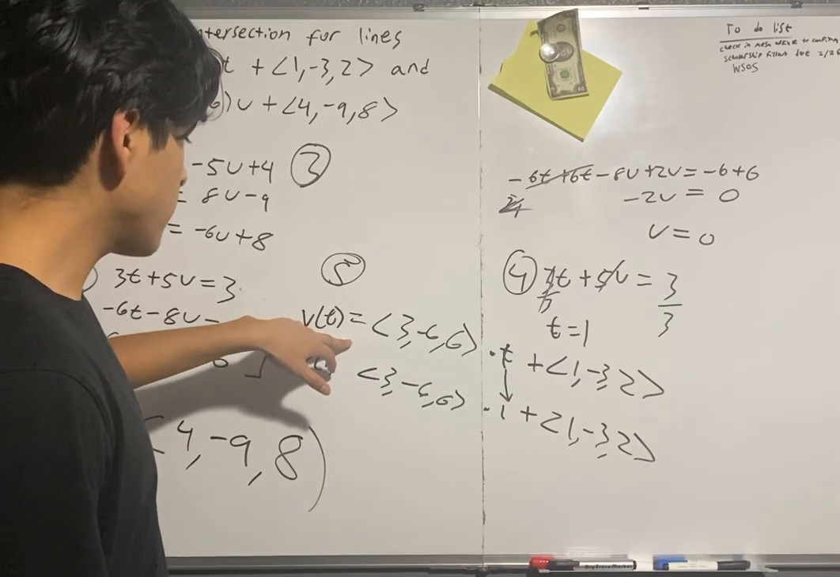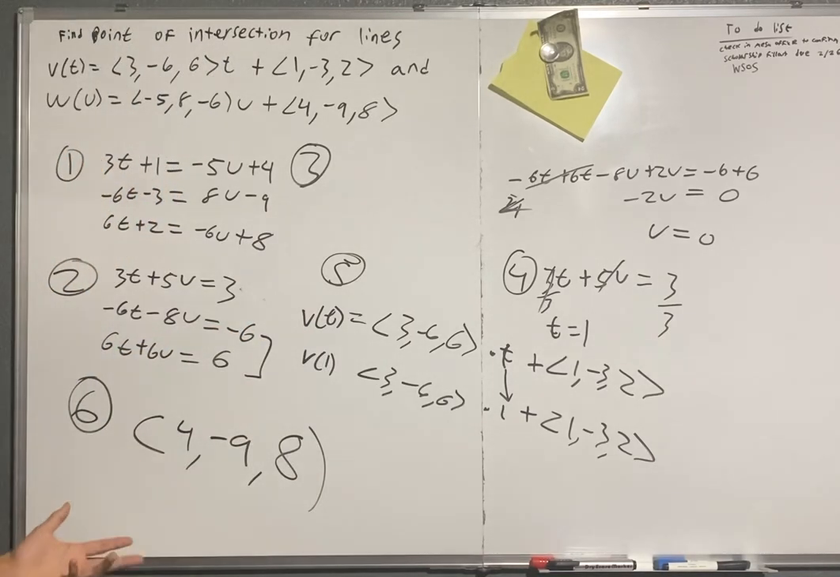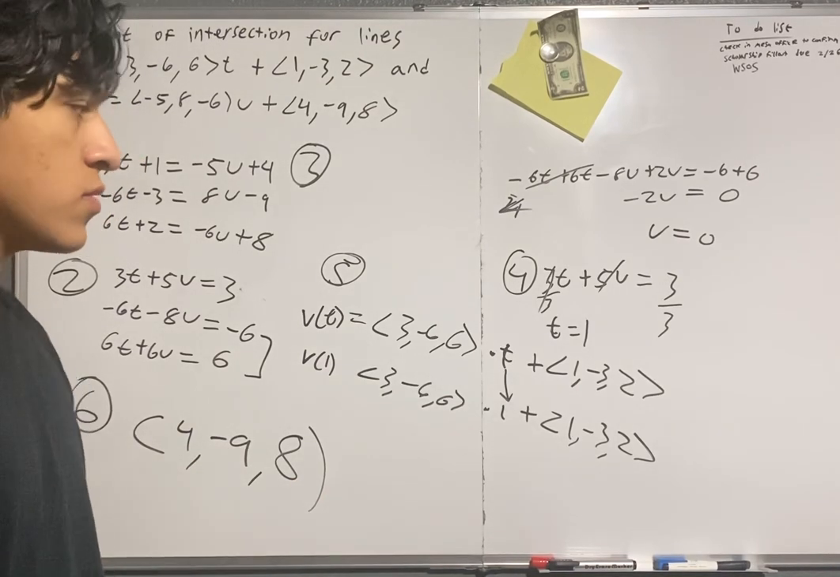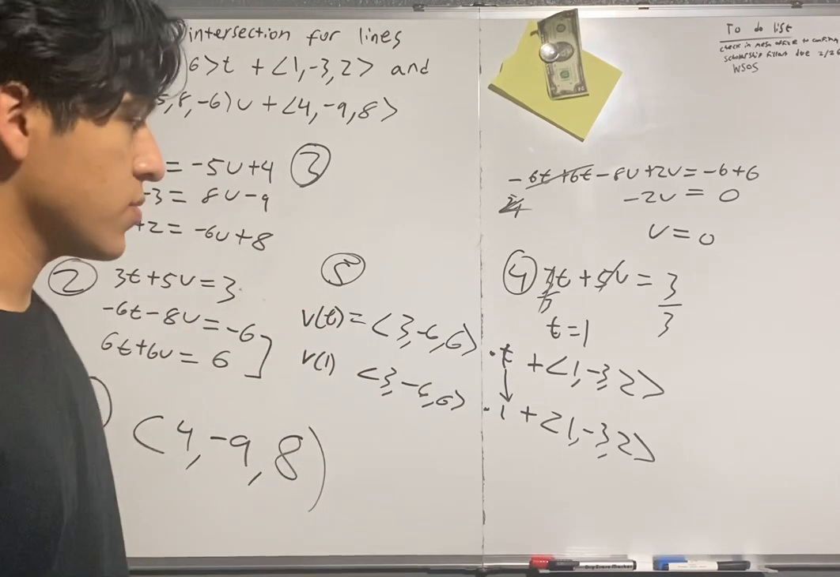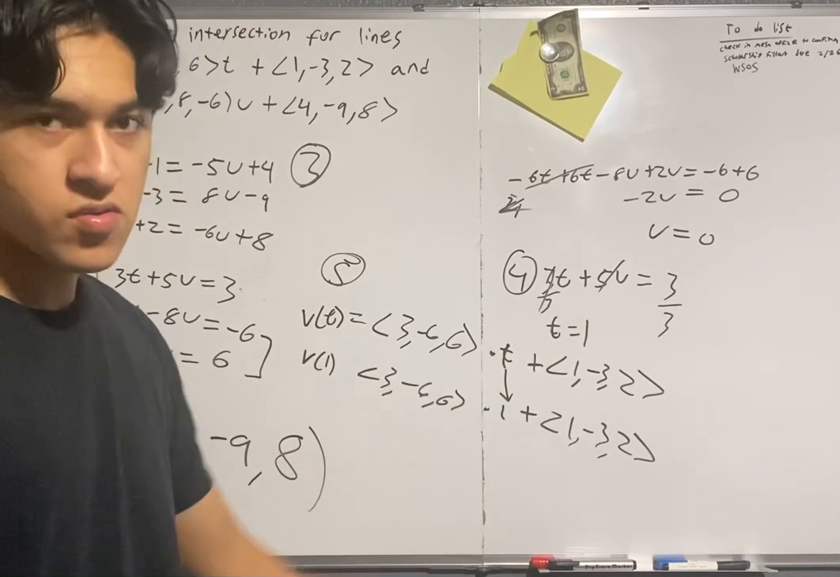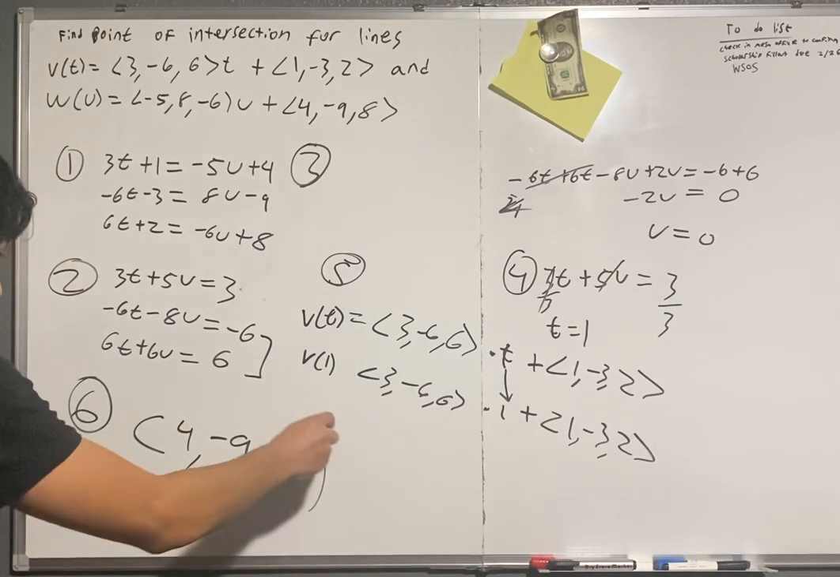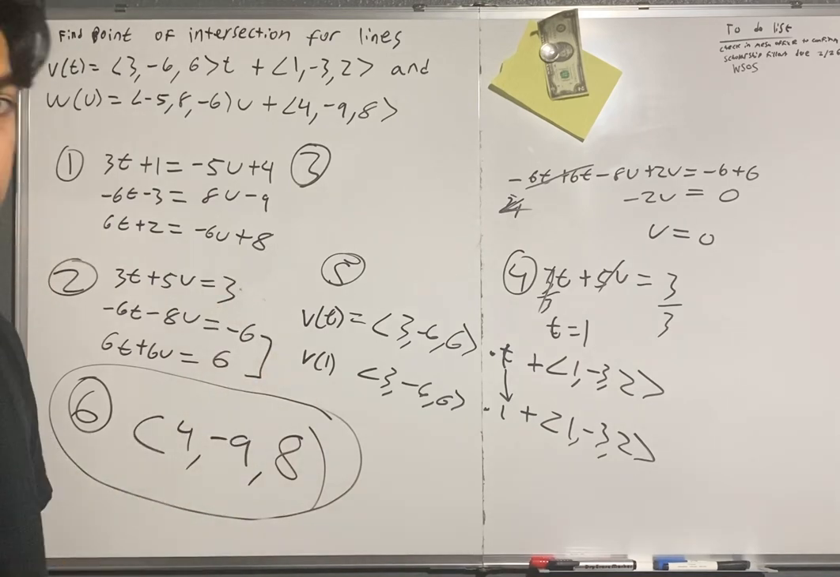And so we're going to get our point 4, negative 9, 8, because we're just adding the vectors, and since we know t is equal to 1, we're pretty much just adding what it originally was. So 3 plus 1, negative 6 minus 3, and 6 plus 2. So the final answer is right there. 4, negative 9, 8.